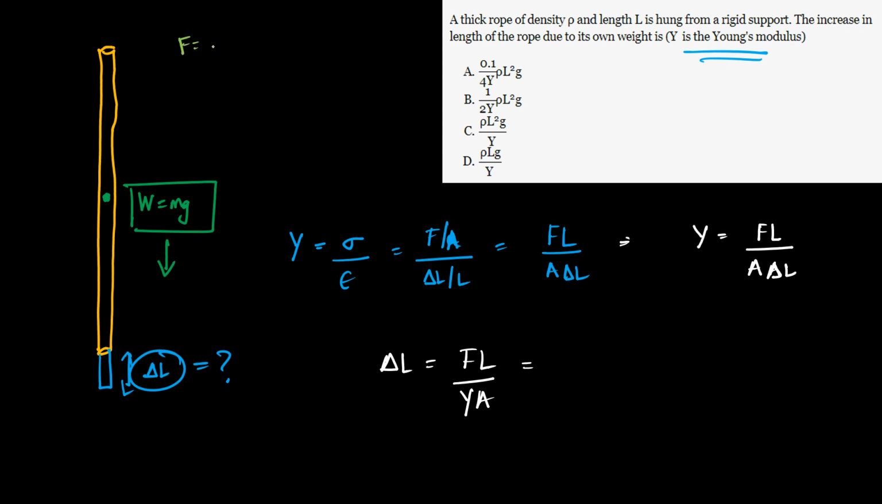So force is equal to mg because of its own weight. Now what do we have to find out? We can plug in the value of area as well. Y as it is, area as it is, so divided by Y multiplied by area. What will be the area over here? This is going to be a circle. Circle area is pi r squared. So you can write down pi r squared over here.